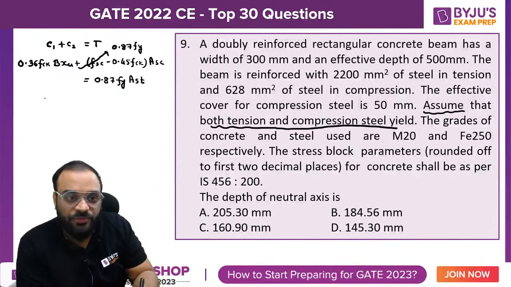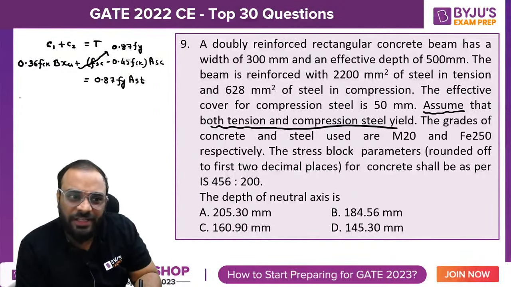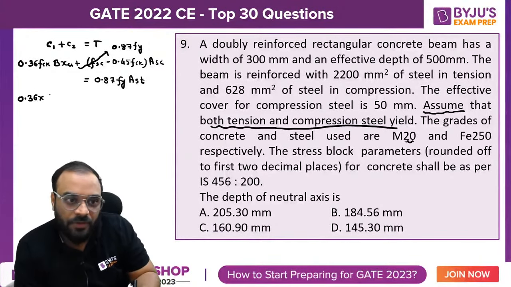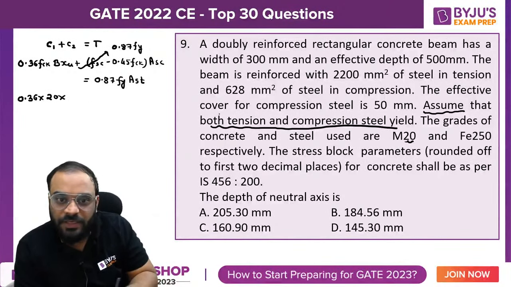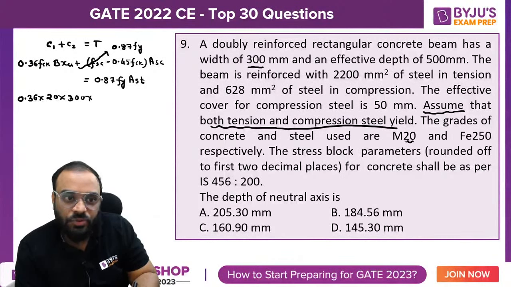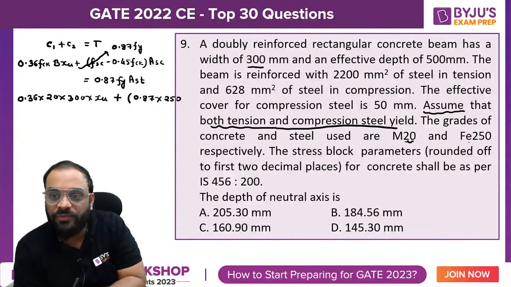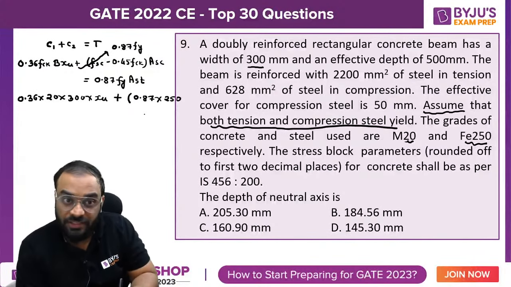Okay, all of you know this formula, right? So just put the value and get the answer. Okay, I'm solving it directly. 0.36 FCK, FCK is 20. B is equal to how much? 300. XU we don't know, plus now this particular value will become 0.87 Fy. Fy is equal to 250. In this case, do not put 415. It is 250 in this case, right?